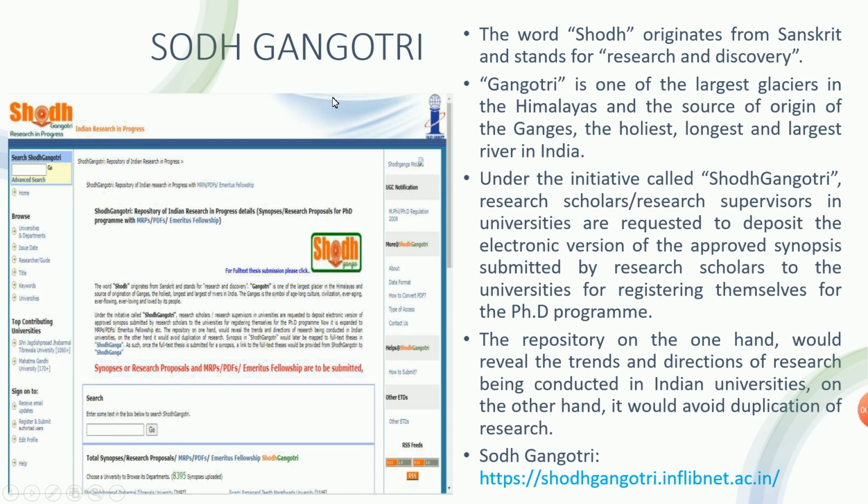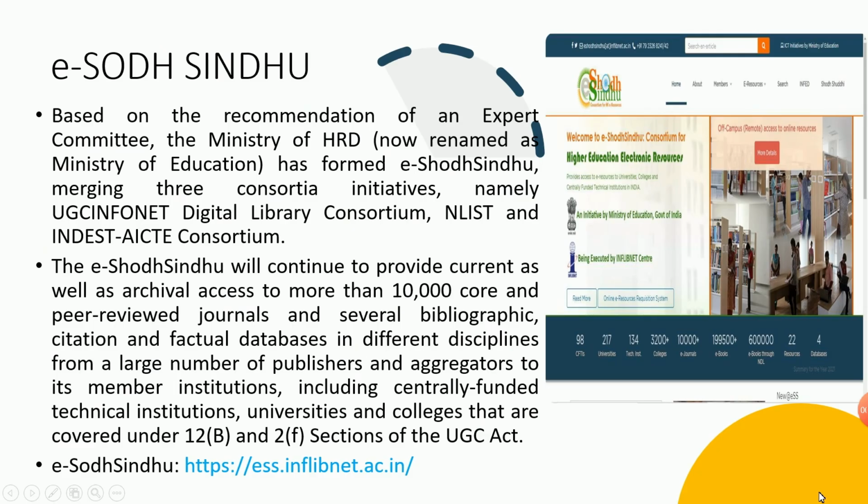There you can get all the approved synopses of theses by various research scholars and research supervisors. Then you can go through it. If you are satisfied, you can move on to the Shodh Ganga website. So Gangotri is the largest glacier in the Himalayas. It is the source of the Ganges or Ganga river. Hence, the synopsis is the source for a thesis, or it is a starting point for a thesis. Here it is named Shodh Gangotri. So this is the website look, and this is the link.